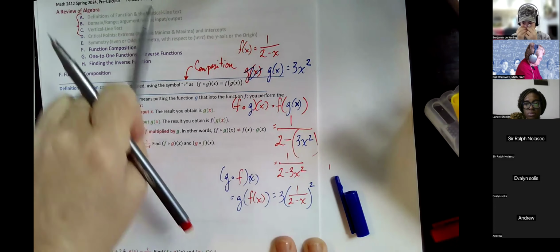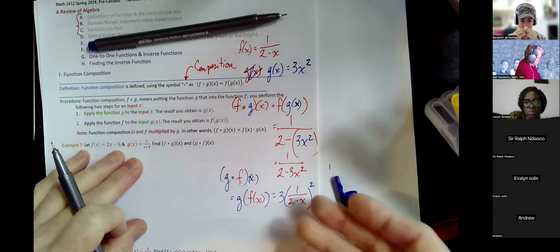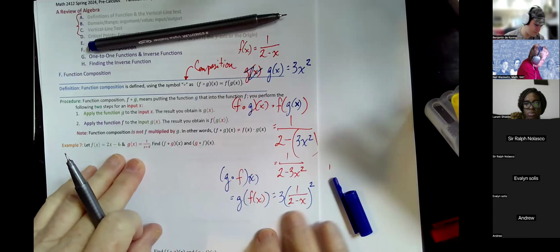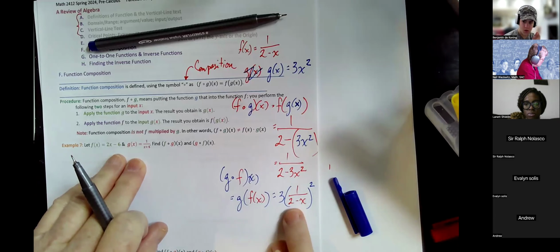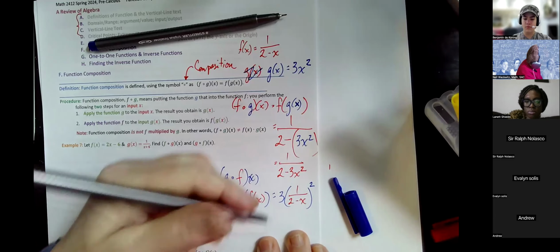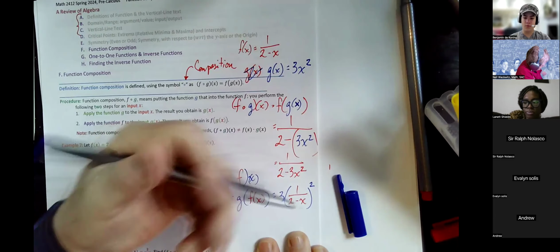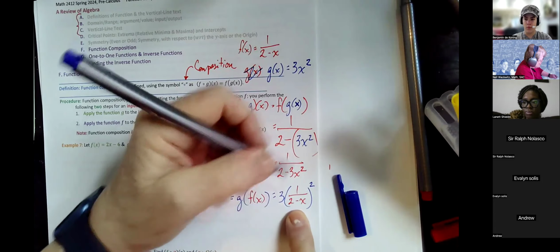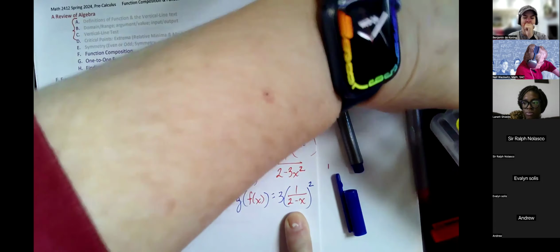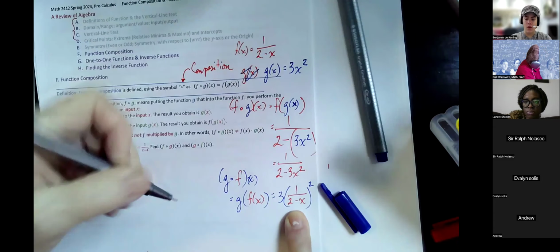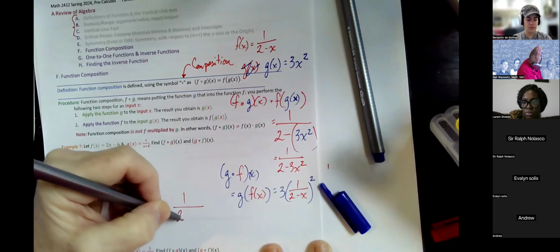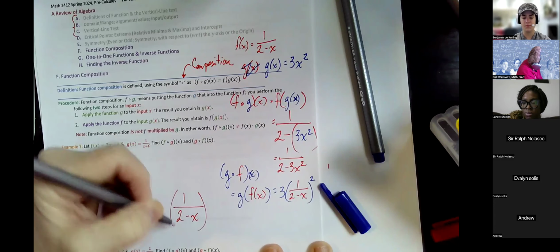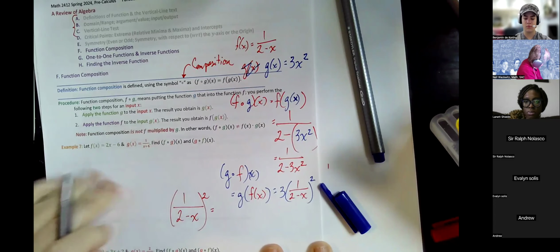And I chose to do this example, or one of them, with a square, because it's always fun to remember how to square a binomial. Bi meaning two nomial terms. So let's just do that part. Let's just find 1 over 2 minus x, squared.